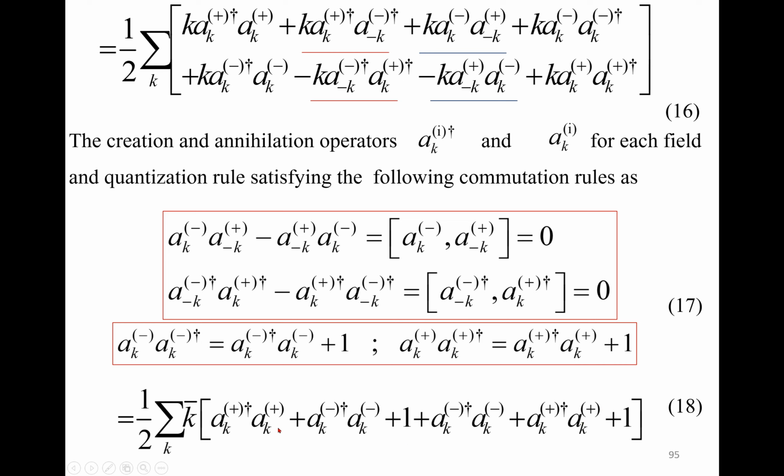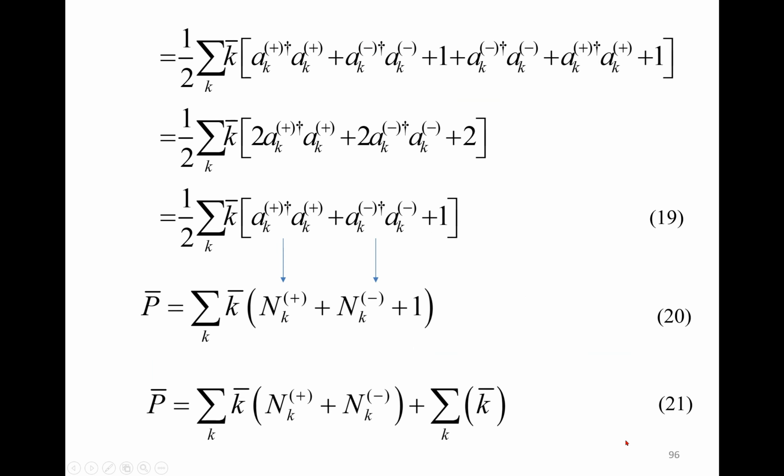Now you combine the first term and this term, that will give me 2 times. You combine this term and this term, that will give me 2 times. Plus 1 and plus 1 will give me 2. So I have written exactly as it is like this. I am going to combine the first term with this term, that will give me 2 times a_k plus dagger, a_k plus, and I am going to combine this term and this term, that will give me 2 times a_k minus dagger, a_k minus. 1 plus 1 will give me 2.